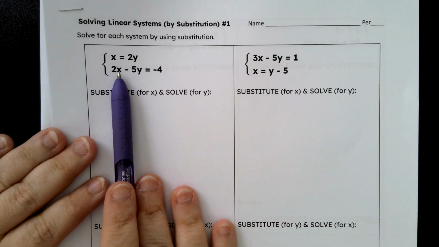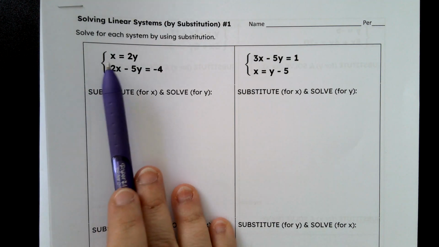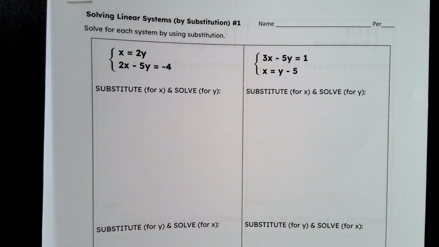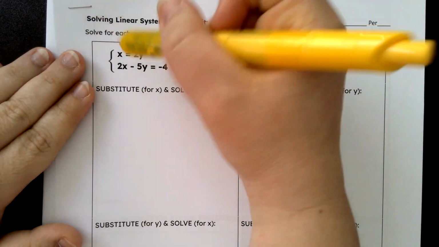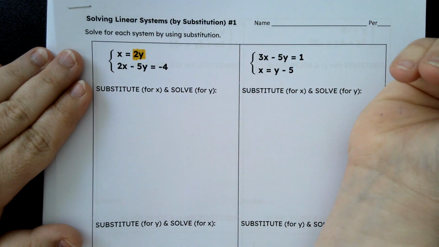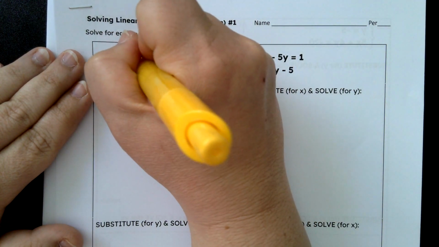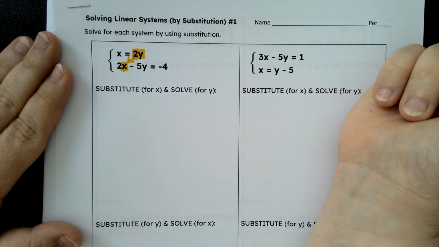So, first equation, do I have an x equals or a y equals? I do indeed. So I have an x equals 2y. So x is going to be my teacher, 2y is going to be my substitute. So wherever I see that x, the substitute's going to go in its spot.